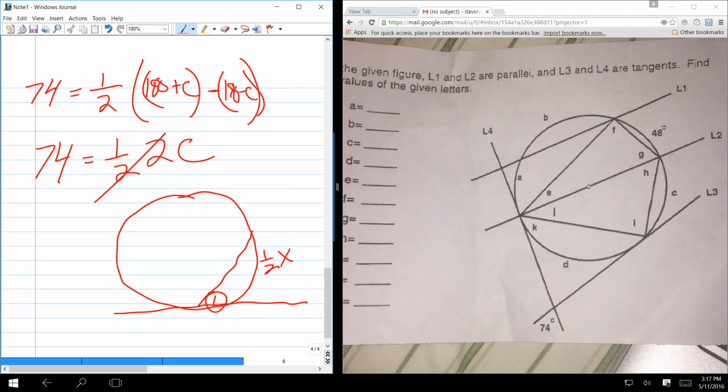First I couldn't figure out why L3 and L4 were on there, because they're not perpendicular, they're not anything. And if I didn't ever see that 74 degrees at the bottom, now it makes sense why they're on there. They're necessary. We would not be able to solve this problem for C and D without L3 and L4 and that 74 degree angle.